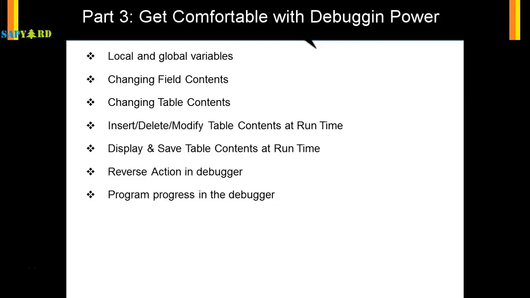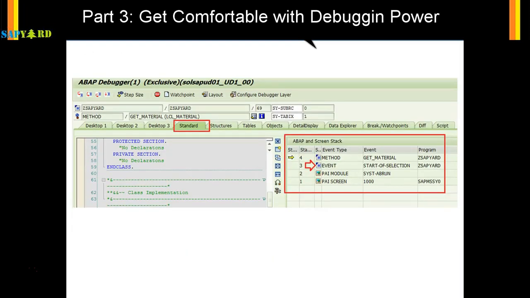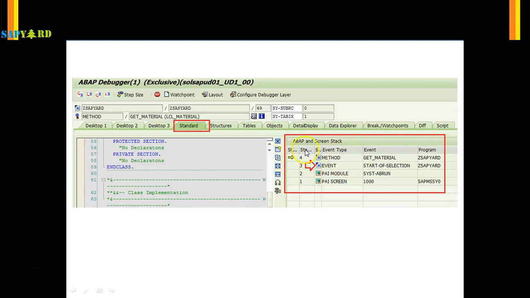Next, we'll learn about the program progress. This shows where you are in your debugger. If you are in a debugger and you see the standard tab, that is desktop number 4, you will see the ABAP and screen stack.